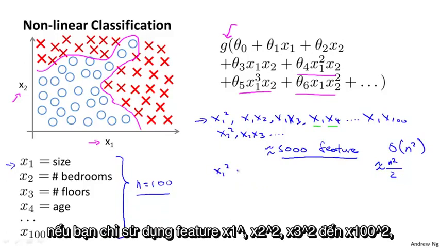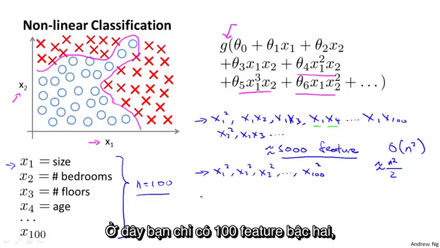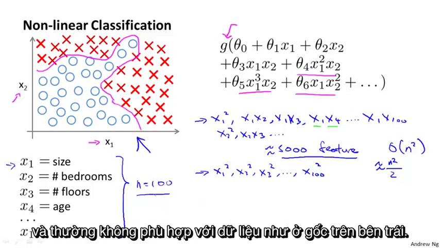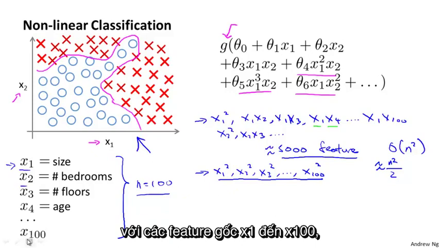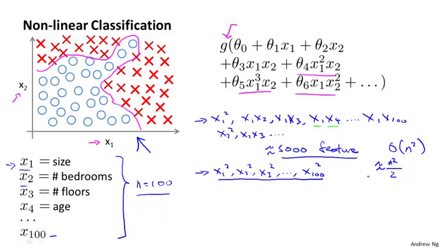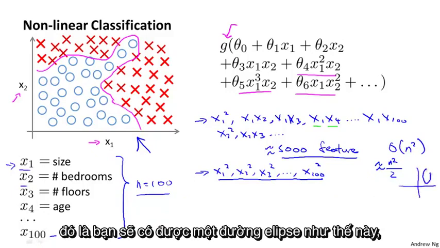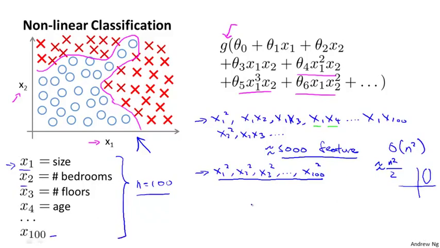So if you include only the features x1 squared, x2 squared, x3 squared, up to maybe x100 squared, then the number of features is much smaller. Here you have only 100 such quadratic features, but this is not enough features and certainly won't let you fit a data set like that on the upper left. In fact, if you include only these quadratic features together with the original x1 and so on up to x100 features, then you can't actually fit very interesting hypotheses. You can fit things like axis aligned ellipses like these, but you certainly cannot fit a more complex data set like that shown here. So 5,000 features seems like a lot.